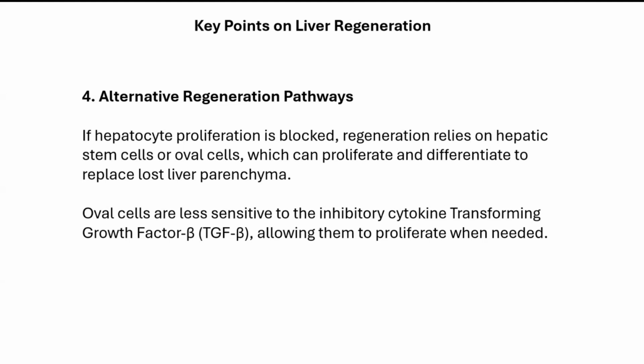Alternative regeneration pathways. If hepatocyte proliferation is blocked, regeneration relies on hepatic stem cells or oval cells, which can proliferate and differentiate to replace lost liver parenchyma. That's when cirrhosis starts happening. Oval cells are less sensitive to the inhibitory cytokine transforming growth factor beta, allowing them to proliferate when needed.